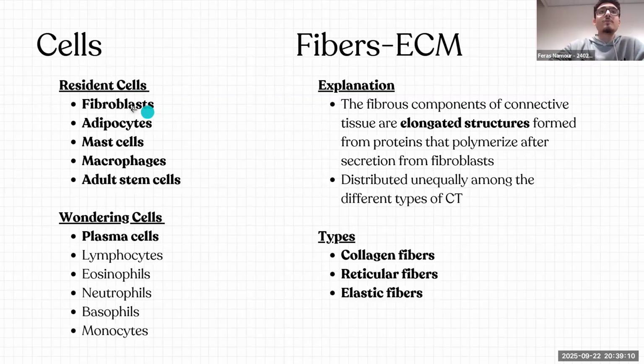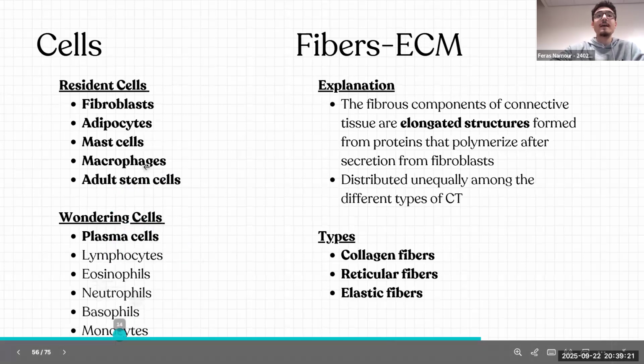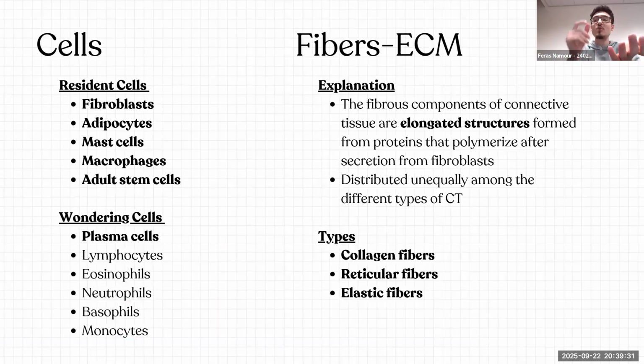Resident cells include fibroblasts, adipocytes, mast cells, macrophages, and adult stem cells. I'm going to discuss all of them except for adult stem cells. Wandering cells include plasma cells, lymphocytes, basically your leukocytes, and monocytes. It's important to note that a monocyte is the same as a macrophage, but the monocyte is my wandering cell that then turns into a macrophage when I need it to, and the macrophage doesn't move around.